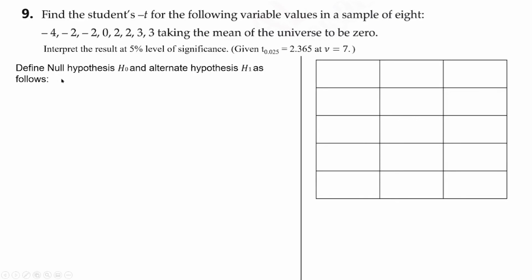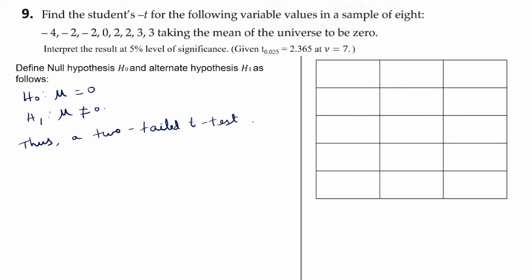So again, let us define the null hypothesis H0 and the alternate hypothesis H1 as follows. Here they have taken the mean of the universe as 0. So H0 is mu equal to 0 and H1 is mu not equal to 0. Thus we can see that a two-tailed t-test is applied under H0.